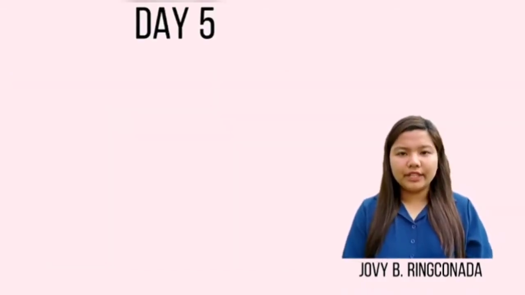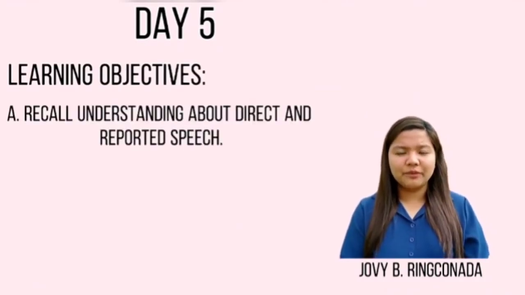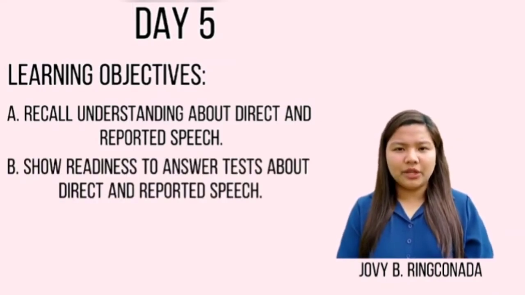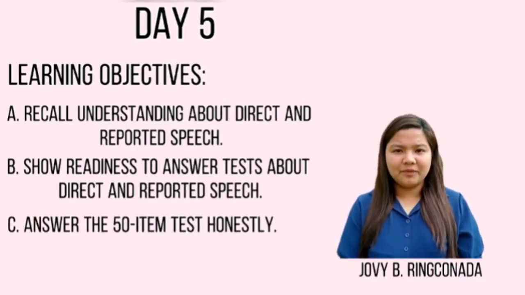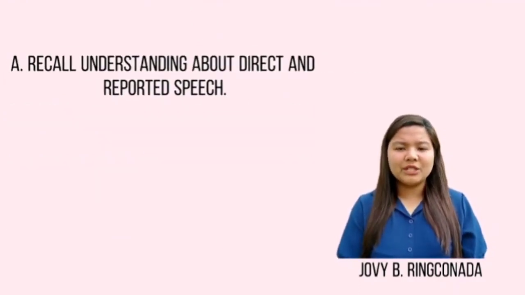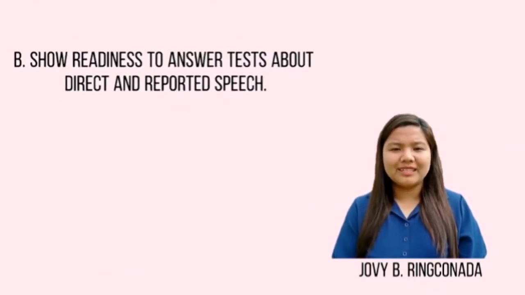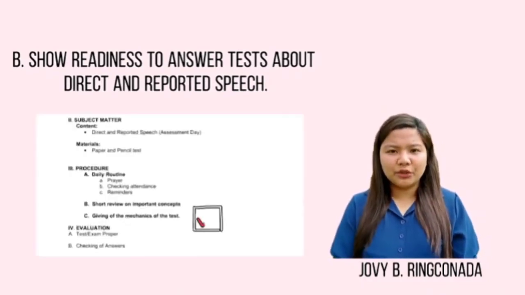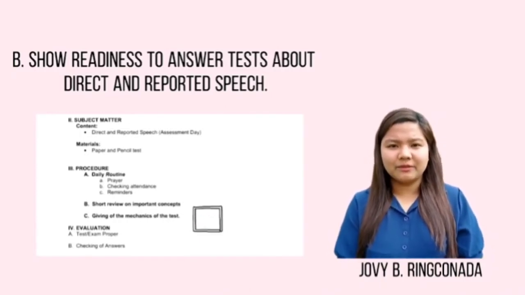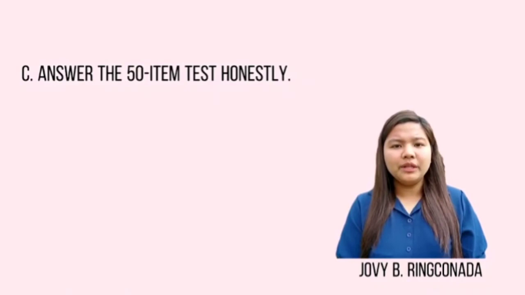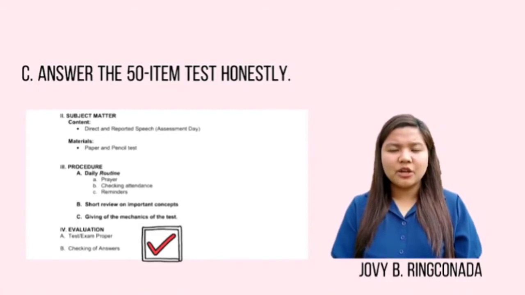In day 5, we have 3 learning objectives: recall understanding on direct and reported speech, show readiness to answer the test about direct and reported speech, and answer the 50-item test honestly. The first objective relates with the procedure, where the teacher will conduct a short review regarding the topic. The second objective relates with the interview, where the students will be able to demonstrate readiness in answering the test. The third objective relates with the exam proper, where the students will answer a 50-item test without copying and cheating.